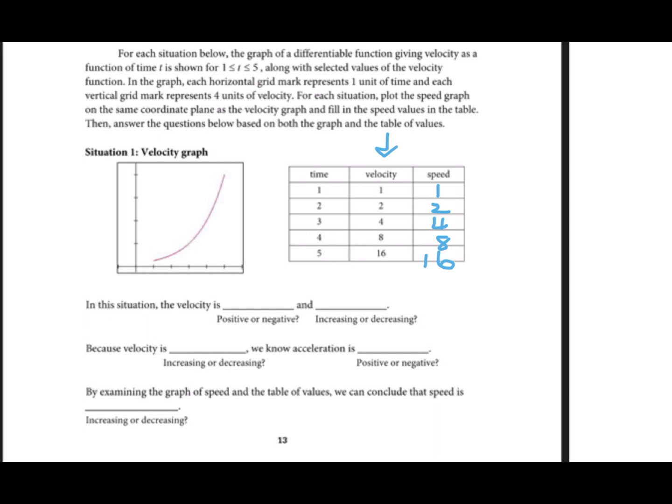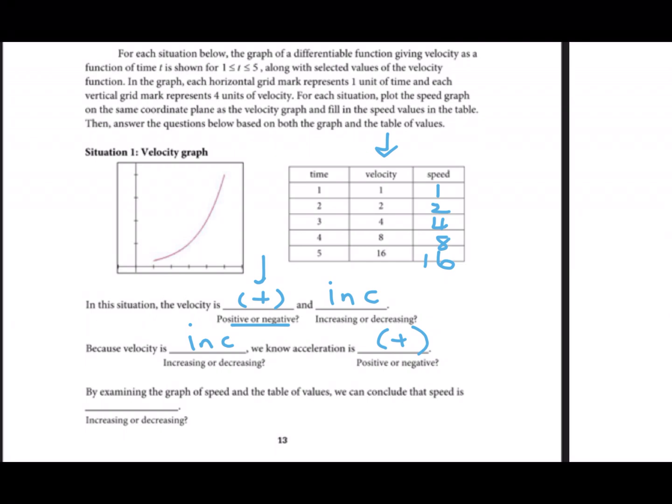Okay. And then I just want you to pause and fill in the information in the paragraph. The words underneath are the word choices to fill in for that particular blank spot. So in this situation, you can see the velocities are all positive. I'm just going to use these markings instead of writing words. And the velocity graph, is it increasing or decreasing? It's definitely increasing. Because the velocity is increasing, we know that its derivative, which we call acceleration, is positive.